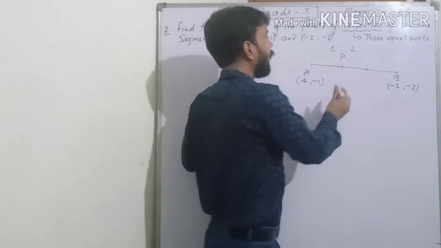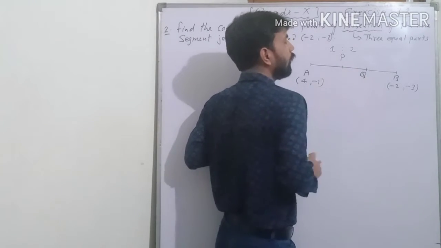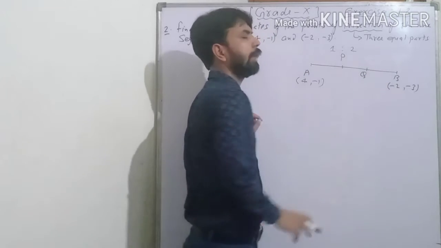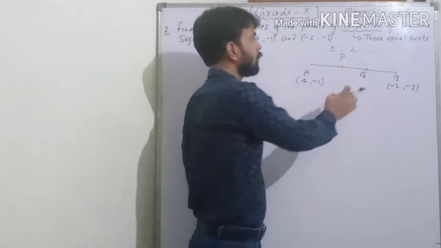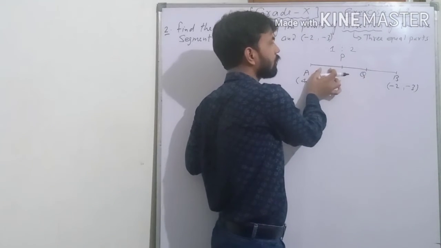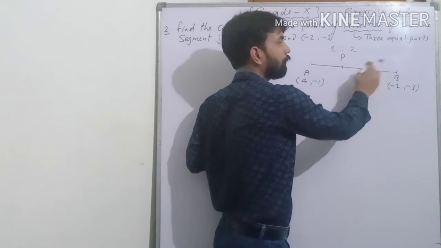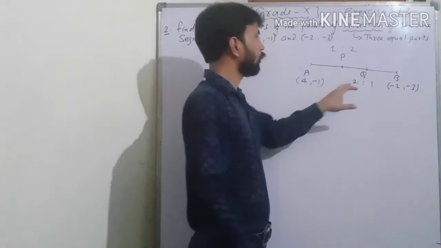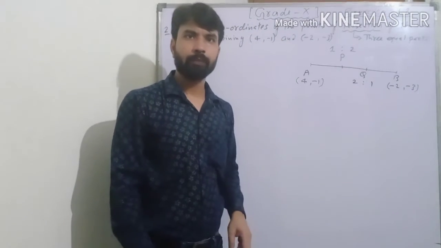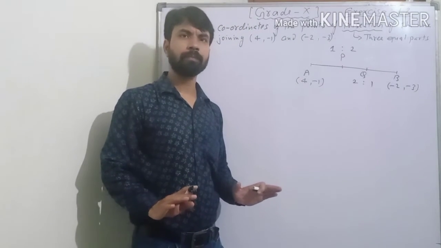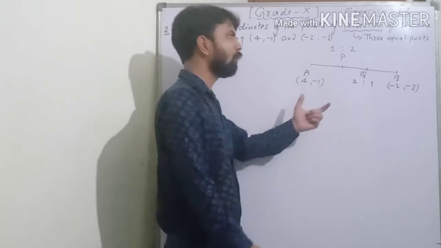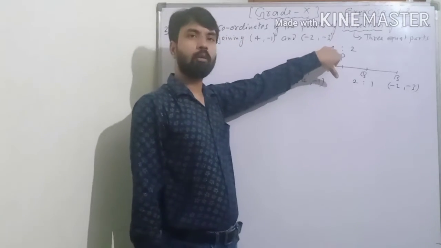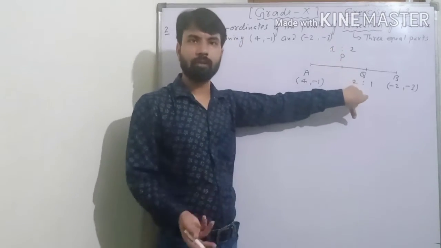Good. And the second point is Q. Q divides AB in which ratio? See, before Q how many parts? 2. And after Q there is only 1 part. So Q divides AB in 2:1 ratio. This point is clear to everyone? Great. So now we can find out the coordinates of P and Q by the section formula.